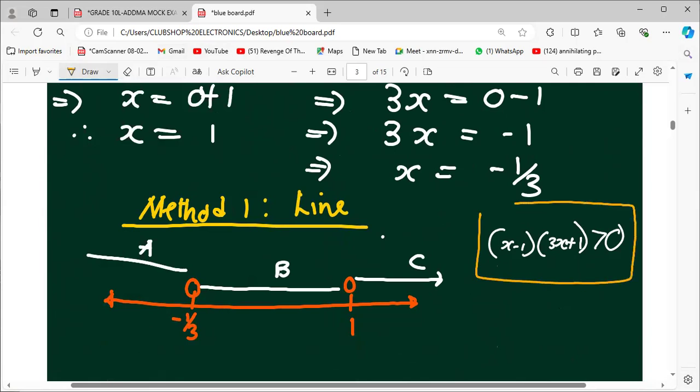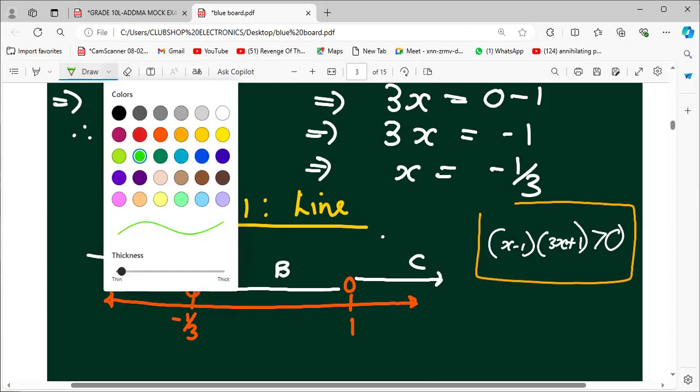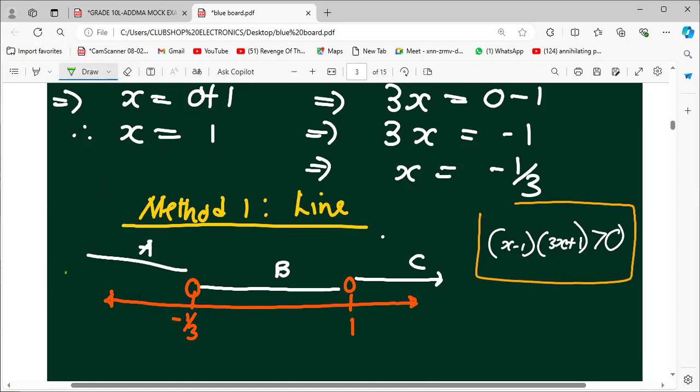So we can start with region A, meaning that from negative 1/3 going to the left. You can pick any clear number on the left-hand side. Maybe here I'll pick -1. For the numbers between -1/3 and 1, maybe you can pick 0 and test it. Just 1 is enough. On this side, maybe you can pick 2, since it is after 1.